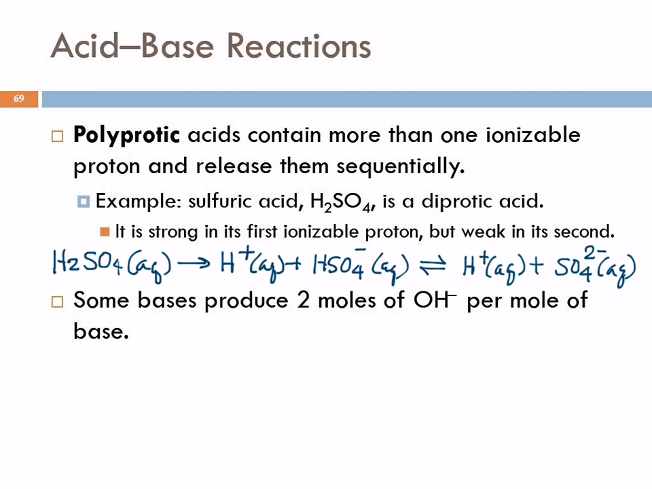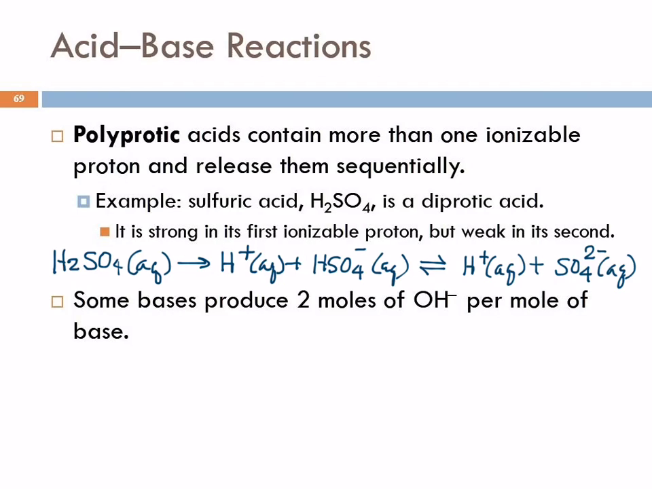But the important thing that you need to get out of that is acids can have more than one hydrogen ion that will come off. So sulfuric acid is a common diprotic acid. Phosphoric acid, H3PO4, is a common triprotic acid. It has 3 protons that can come off.